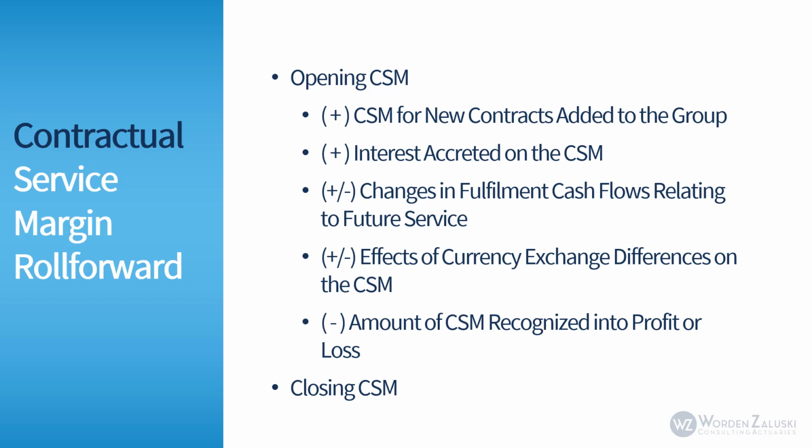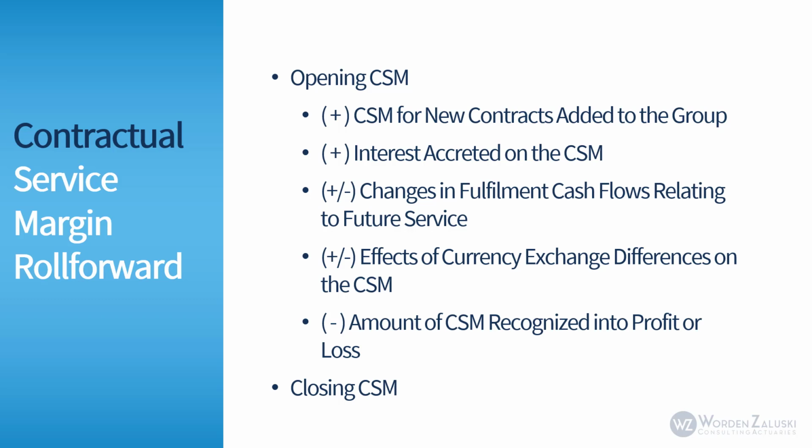If a group is still open, and that means in the first year, in the first 12 months of that group, contracts can be added to that group through the quarters, for example, if you had an annual cohort of policies. So in that first year of that group, as it's forming that group, you could have CSM for new contracts added to the group.